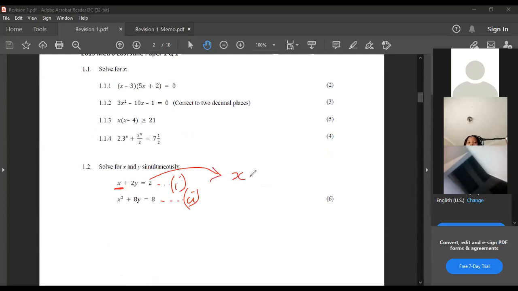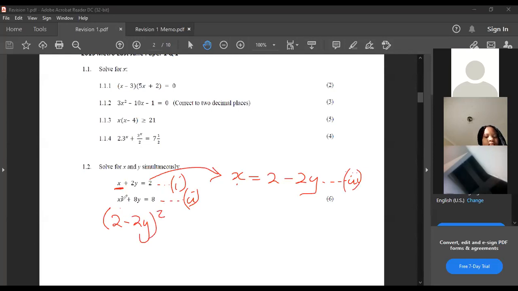If I make x subject, I'm saying x is equal to 2 minus 2y. Then this will be my equation 3, which I then substitute into equation 2, where there is x. So my substitution will be 2 minus 2y squared, where there is x, plus 8y is equal to 8. Expand this, put it in standard form, factorize, equate to 0, solve for y. After solving for y, whatever y values you get, you substitute to get your corresponding x values.